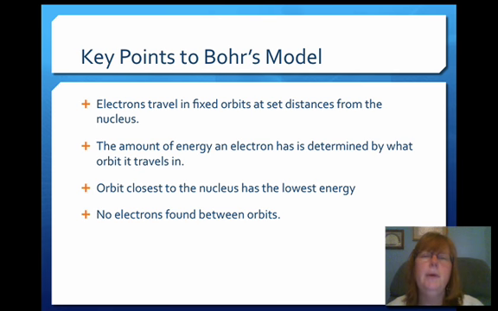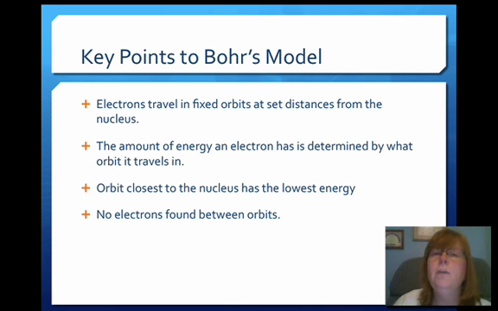Here are the key points to Bohr's model of the hydrogen atom. First of all, electrons travel in fixed orbits, and they are at very specific set distances from the nucleus. The amount of energy an electron has is determined by what orbit it travels in. So the orbits closer to the nucleus have lower energy, and if you're in an orbit farther from the nucleus, the electrons would have greater energy. And there were no electrons that could be found between orbits.